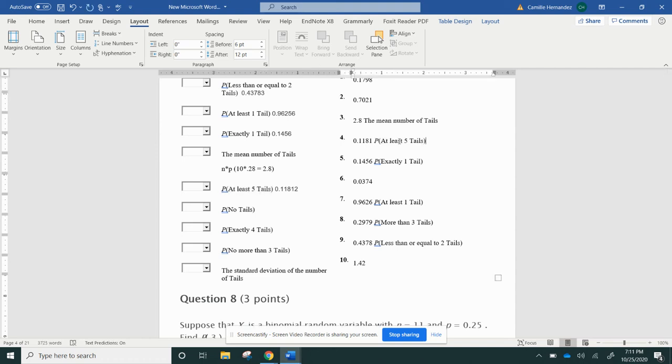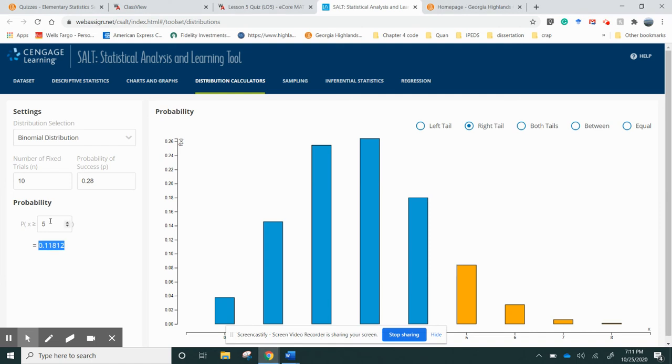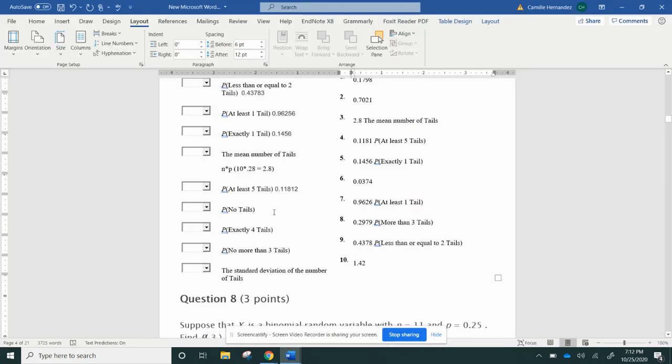Okay, no tails. I don't want any, so I'm going to do no tails where it equals 0. That's what that means. 0.0374. Okay, so I'm going to put that there. And there it is for no tails right there. The good thing is I'm starting to run out of these.